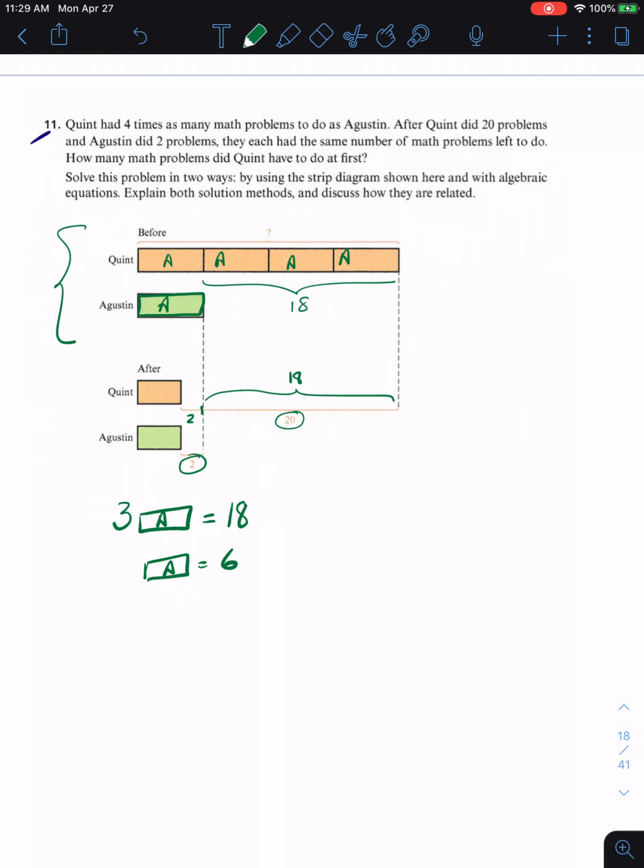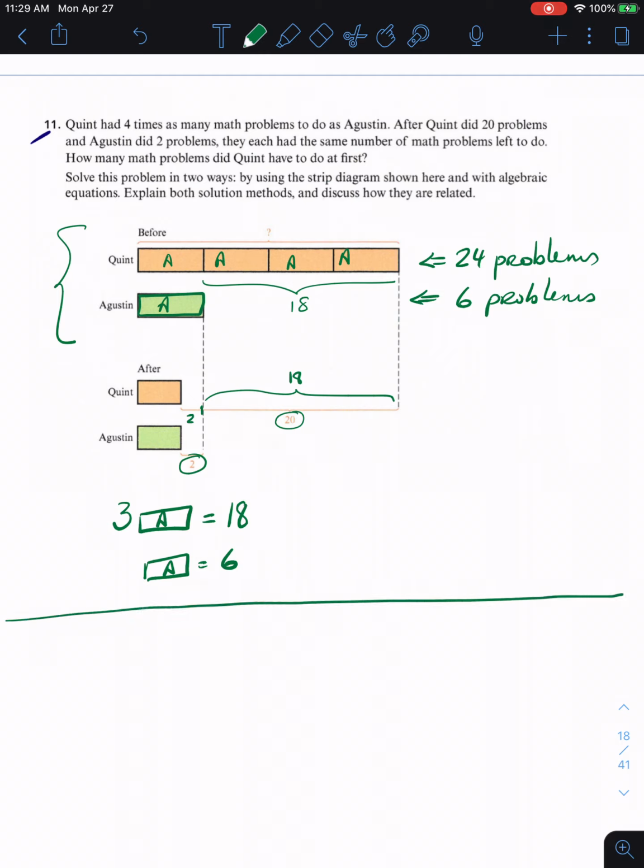So Quint had initially, if each of the squares is 6, 24 problems. Augustine had 6 problems. Right? And we can check that that works the same way. That's a really interesting problem because the diagram itself is very helpful. And one of the challenges here would be to make sure that the kids are equipped enough to draw that diagram out before working out the problem.